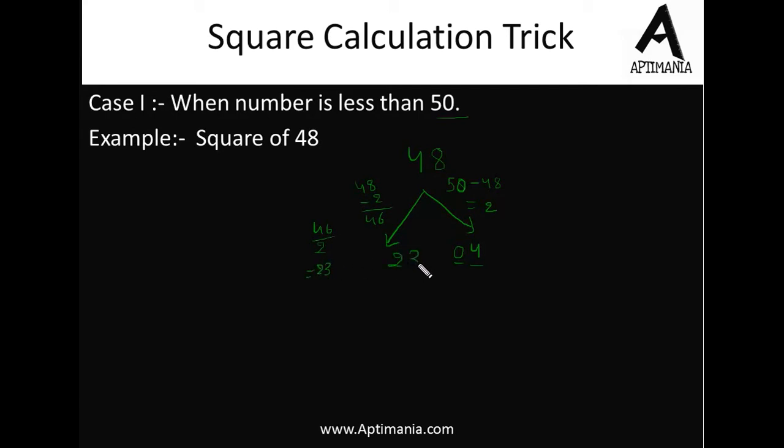So, we'll write 23 over here. The answer is 2304. I am again repeating the steps. First of all, it was the very same as we did in the case of 100. We'll take the difference from 50 in this case. 50 minus 48 is 2. We'll square this number. We'll get 04.